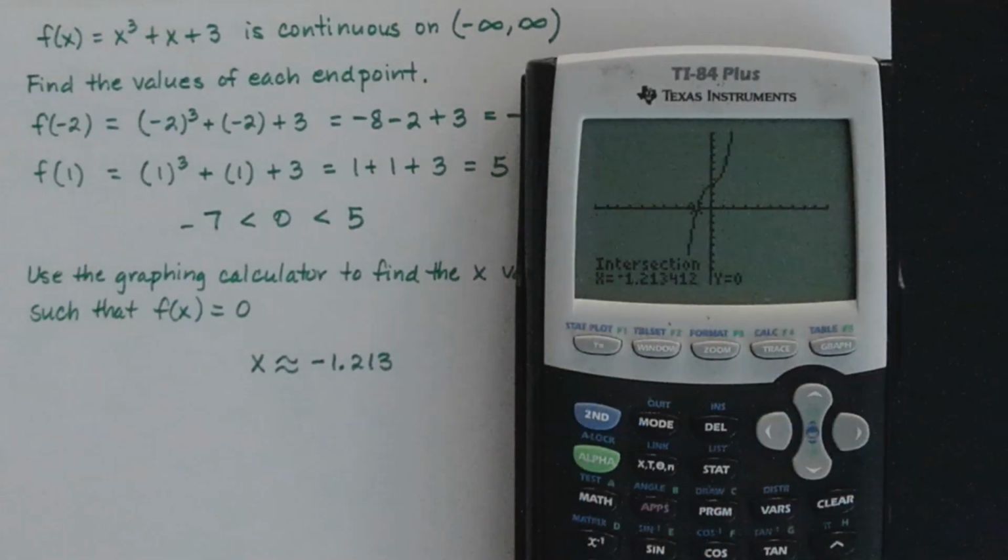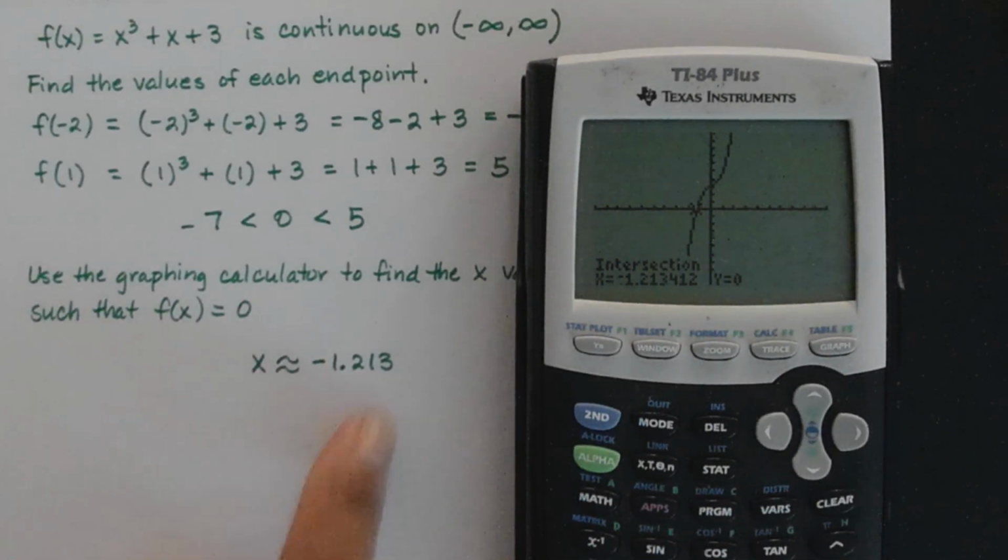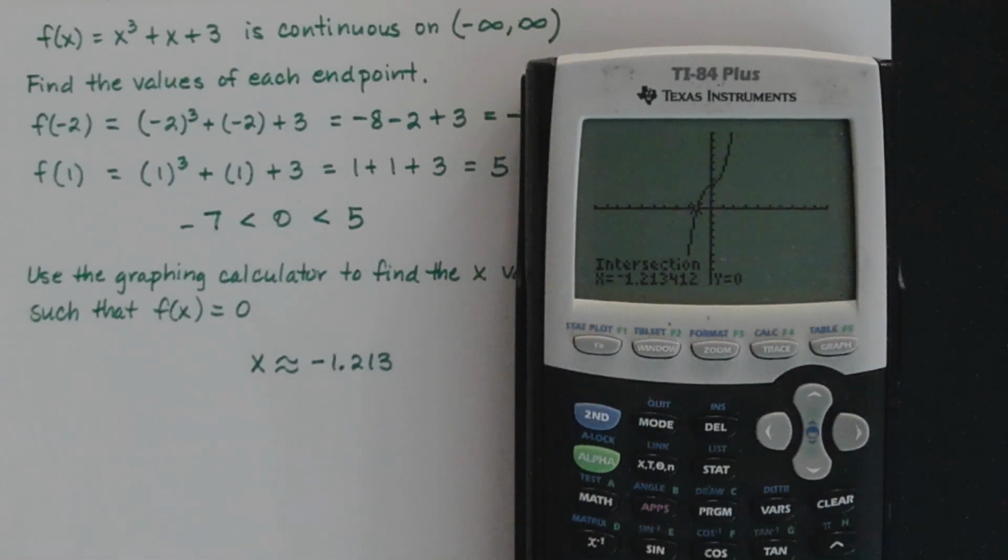Okay. So that is the value of x such that f of x would be equal to 0, negative 1.213. Are there any questions?